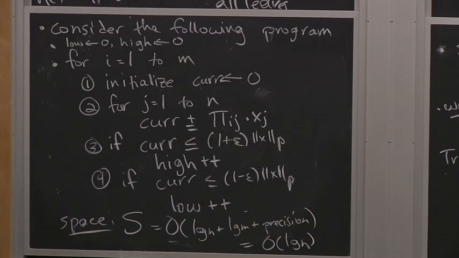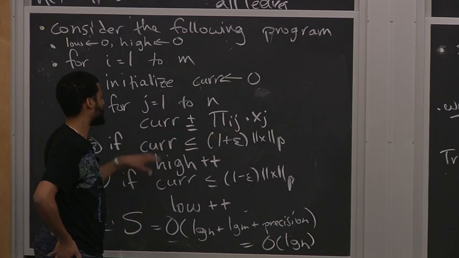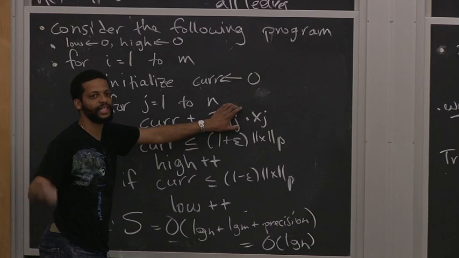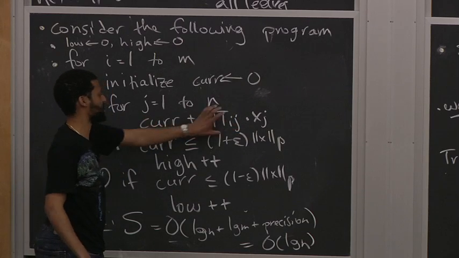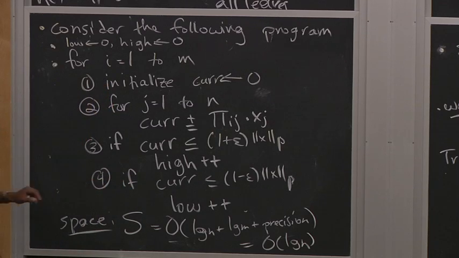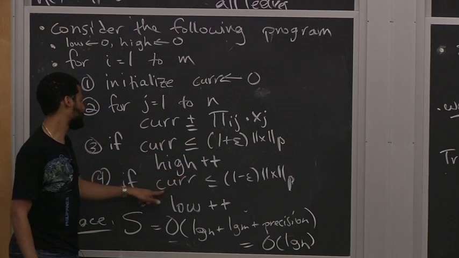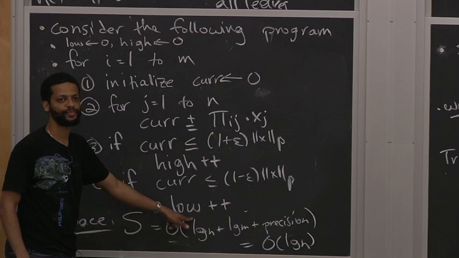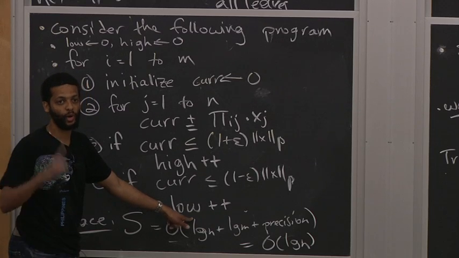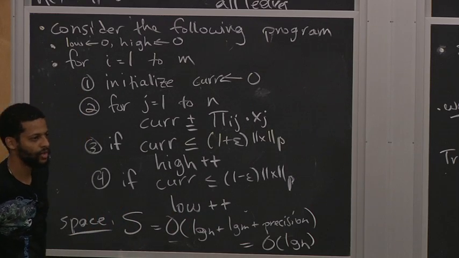Oh, plus equals means increment cur by this amount. Like compute cur plus this and reassign it to cur. So increment cur by this amount. If cur is less than or equal to that, increment high. And also if cur is less than or equal to that, increment low. By 1. Yeah, increment by 1. Questions?